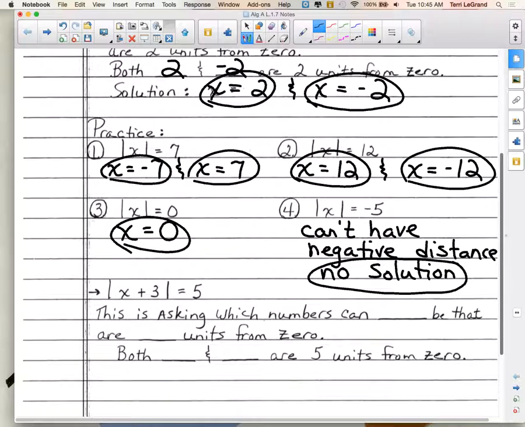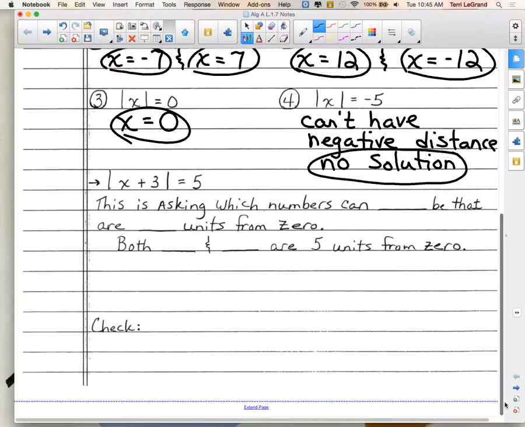Okay, then let's move on. Now notice what's different in this one. There isn't just an x alone in between those absolute value bars. Our expression isn't just x, our expression is x plus 3. So that's a little bit different. We have to treat this a little bit differently. So this is asking which numbers can x plus 3 be, that's our expression. What can x plus 3 be that are 5 units from 0?